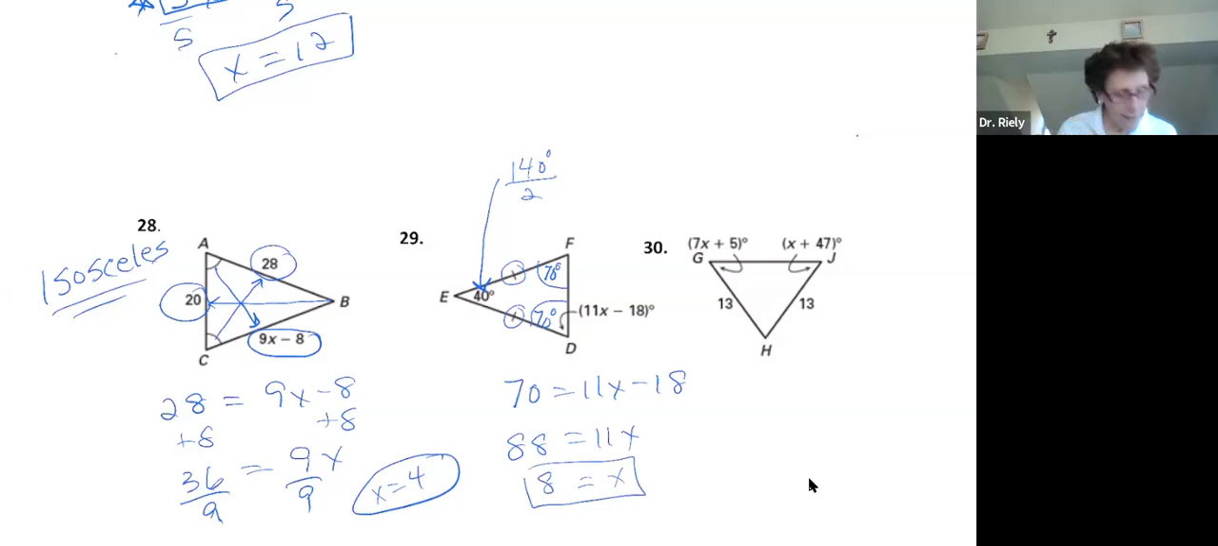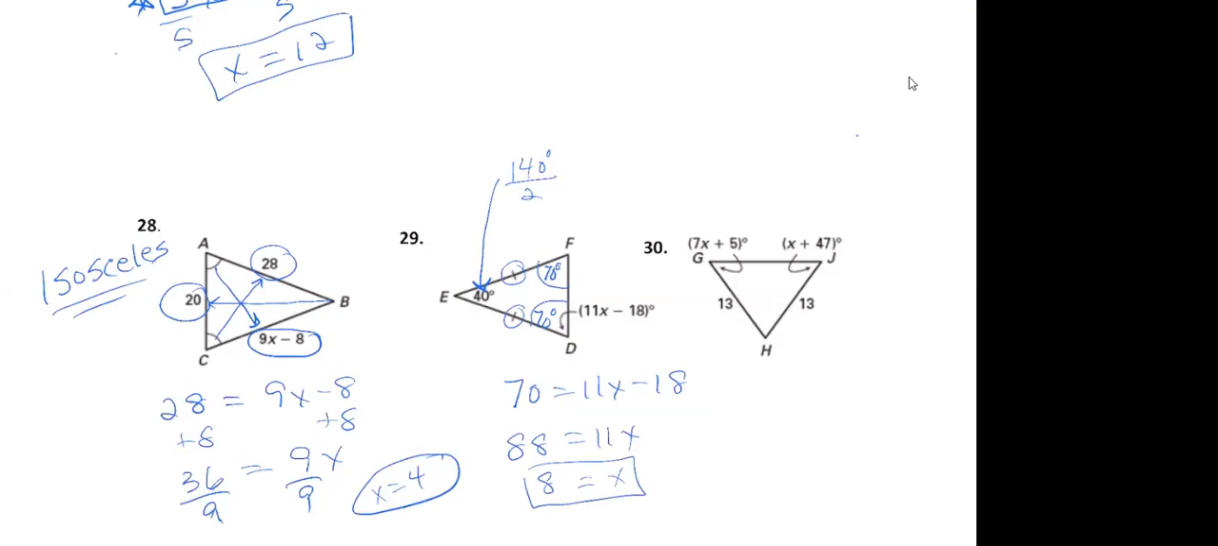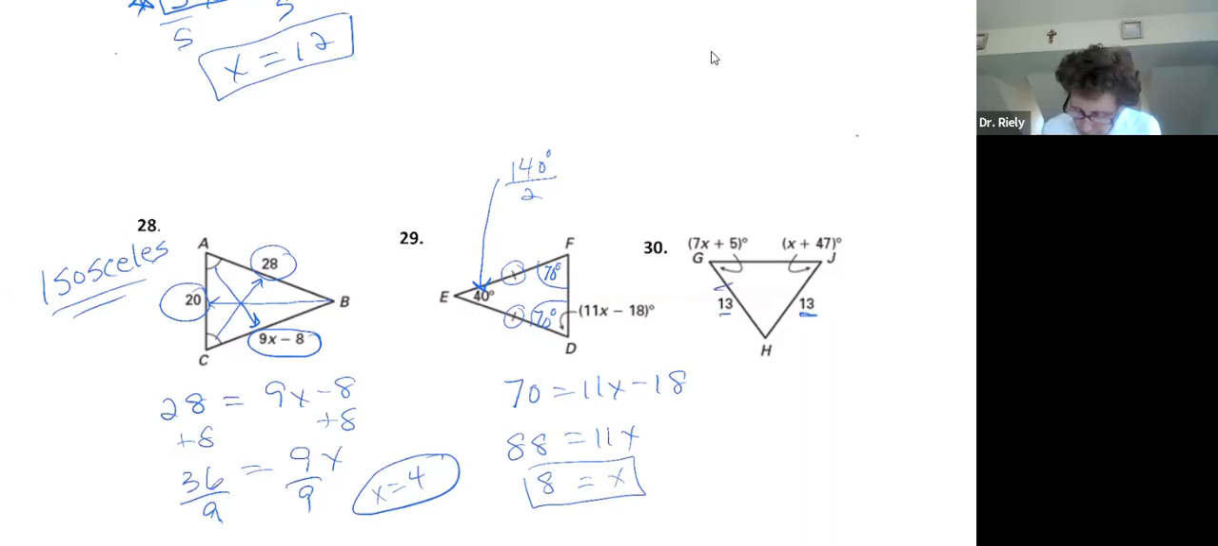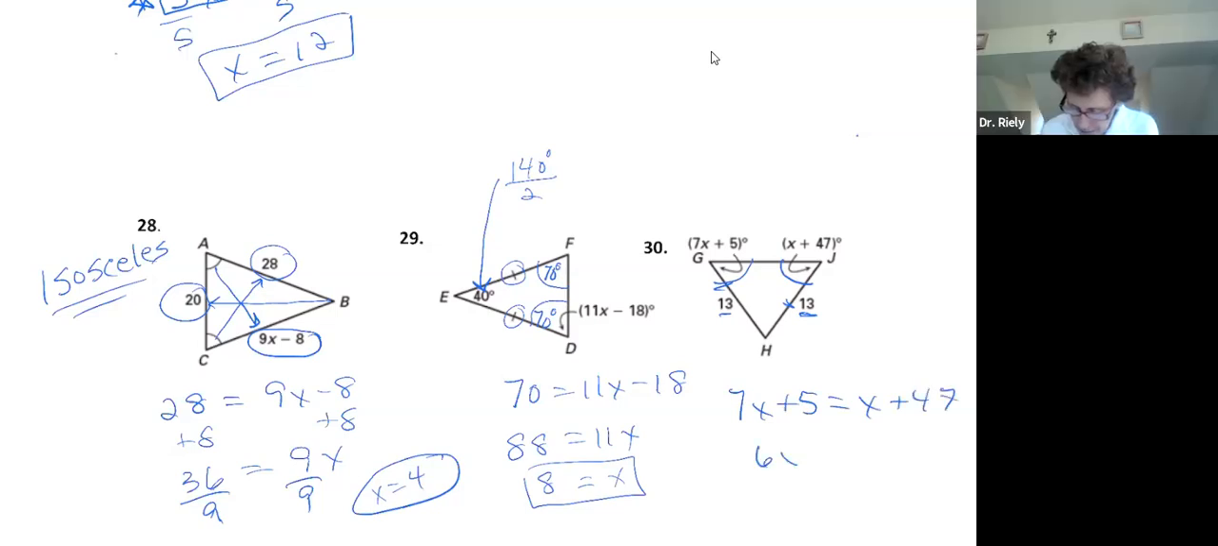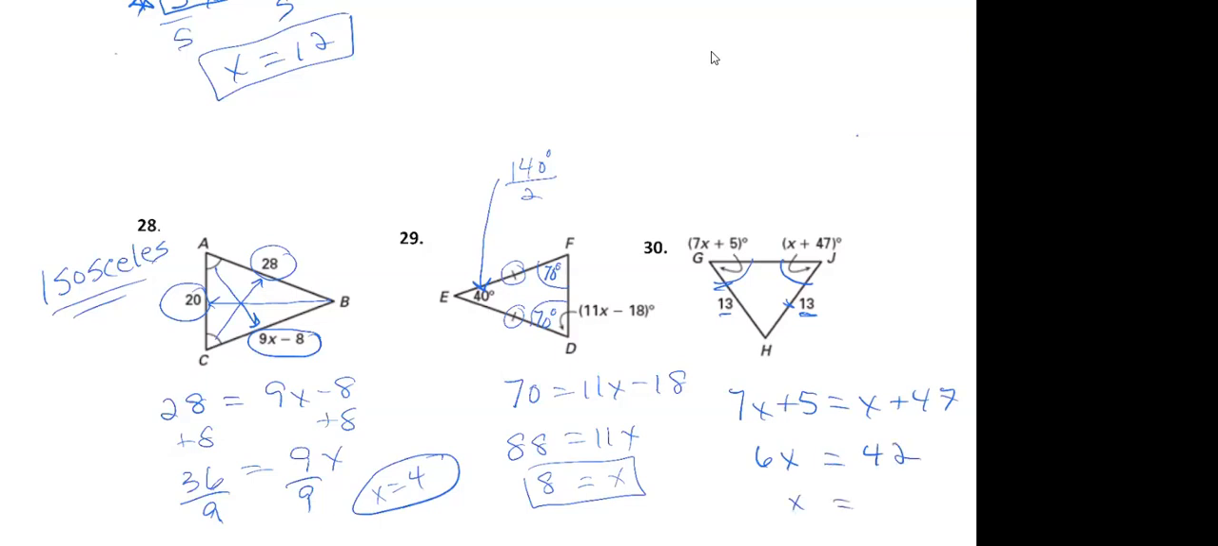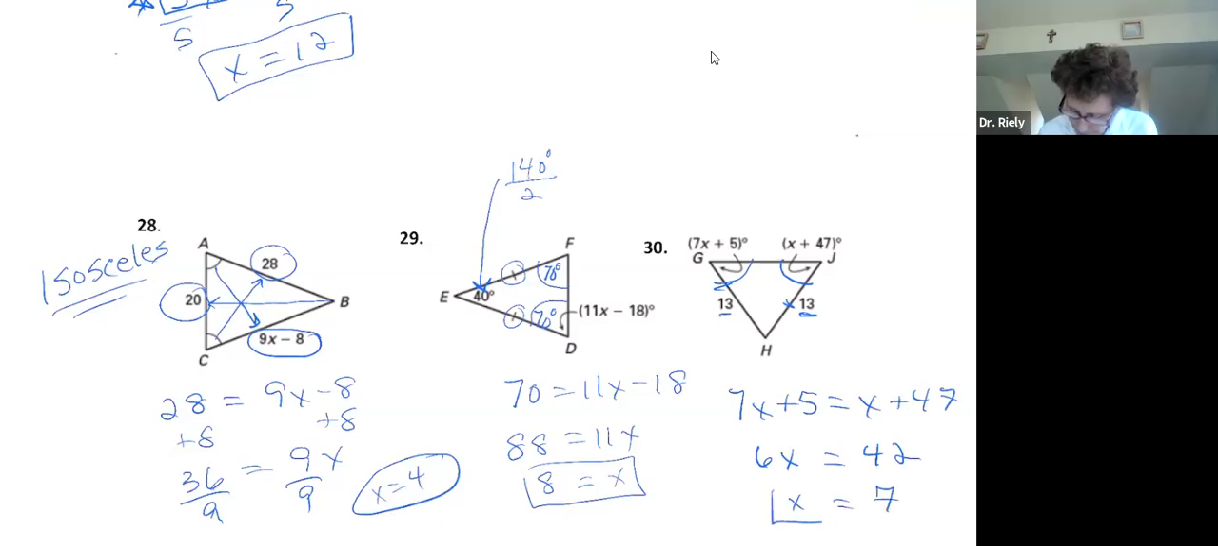Okay, so now looking at number 30. So let's see, Matthew, can you take us through number 30? Sure. Since you see the two sides are both equal, then I know those two angles are equal, so you just have 7x plus 5 equals x plus 47. Okay, so that's going to be 6x equals 42, right? So x equals 7. Is that what you got? Yeah, that's what I got.